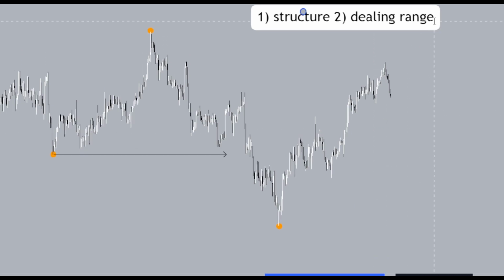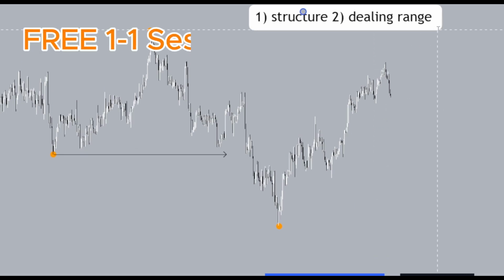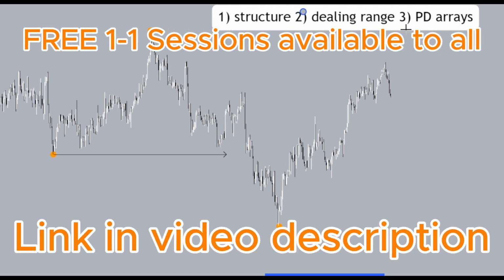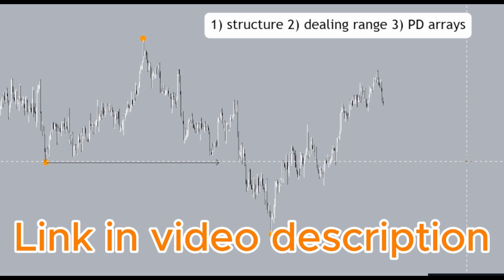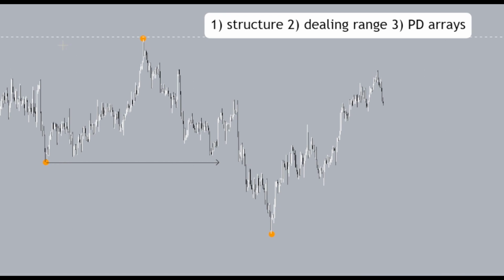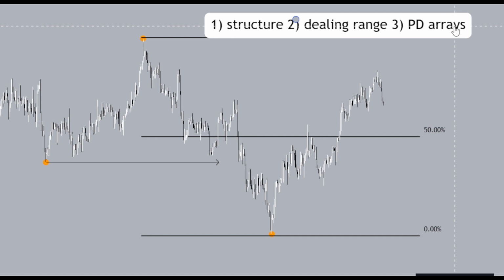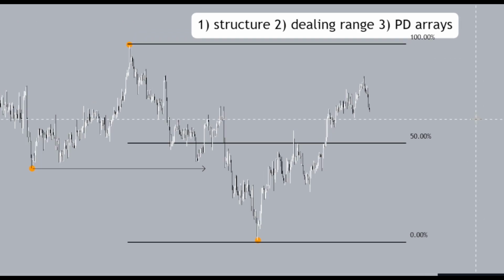The third thing we want to consider when it comes to understanding market direction is the premium and discount arrays. Where are the premium and discount arrays and how can we use them in our trading? The premium and discount arrays are essentially identified by projecting the Fibonacci tool from that swing high down to that swing low, just like this. So these are the main Fibonacci settings I use. You want to project the Fibonacci from the swing high down to the swing low.